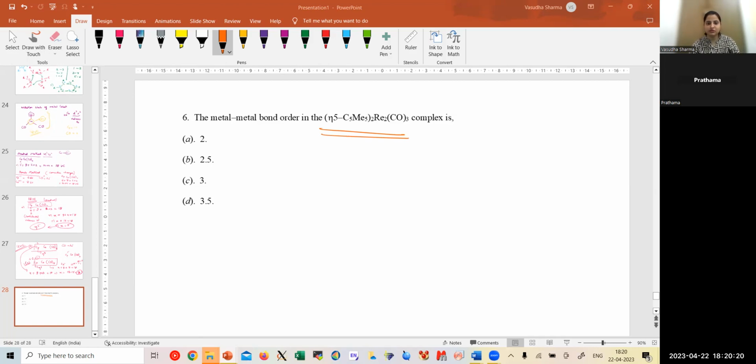So now, it would be better if you can just unmute and try to solve this question. This particular dimer complex has been given, (η5-C5Me5)2Re2(CO)3, and you need to find out the metal-metal bond order. So how many bonds do the metal and metal have? Bond order is nothing but the number of metal-metal bonds they have. That you need to identify.